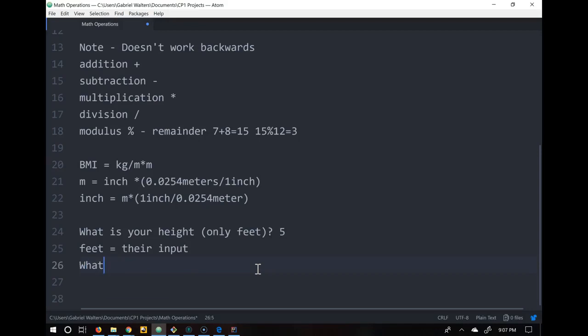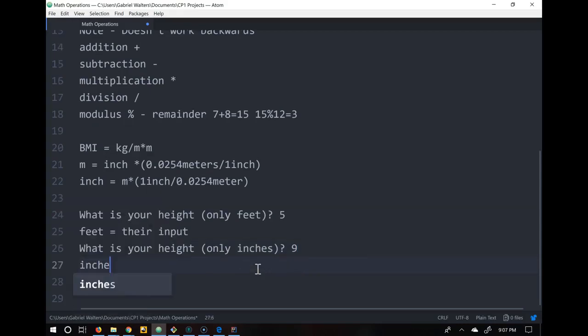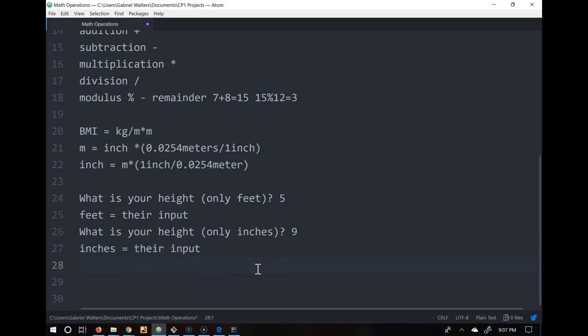And then I'm going to probably want to ask them, what is your height, and say something like only inches, and ask them, and then they're going to have to say that 9, and I'm going to store that as inches. Inches equals their input. But now I can reassign. So I know that inches would be the current inches that we have plus whatever they put in feet that is converted to inches.